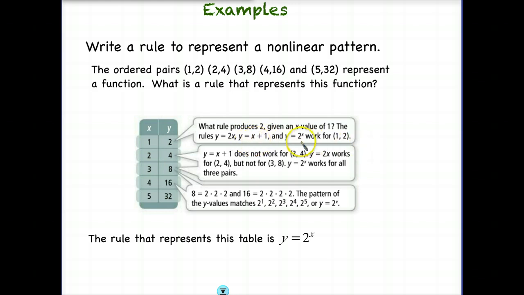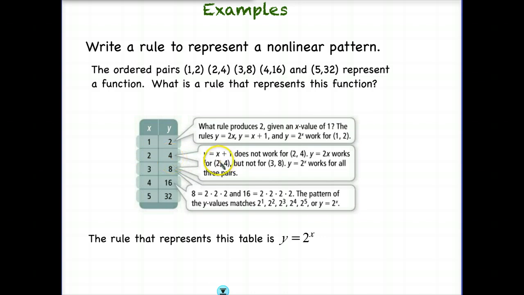And then finally, here's an exponential rule, and we haven't really talked about exponents yet, but let's look at this. y equals 2 to some power. So if I plug in a 1 for x, 2 to the first power is in fact 2, and that works as well. So I found 3 rules that work for my first point. The key then is to test them in your second point and see which ones work.